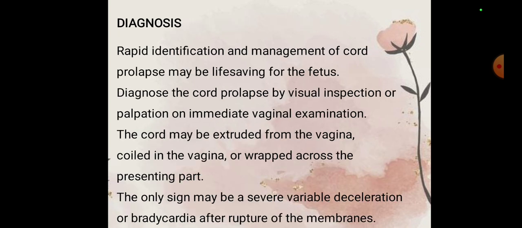Diagnosis: rapid identification and management of cord prolapse may be life-saving to the fetus. Cord prolapse is diagnosed by visual inspection or palpation of the cord. The cord may be coiled in the vagina, extruded outside, or wrapped across the presenting part. The only sign may be a severe variable deceleration or bradycardia after rupture of membranes. Variable deceleration is one of the abnormal fetal heart rate patterns on cardiotocography, CTG, one of the methods of continuous fetal monitoring during labor.